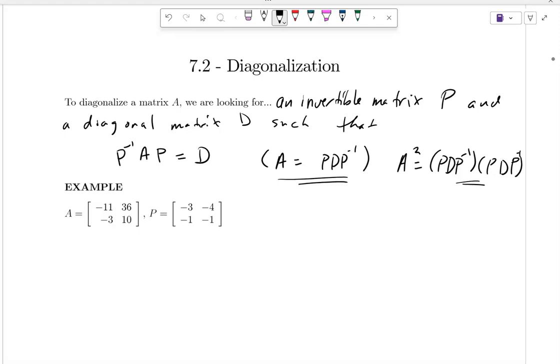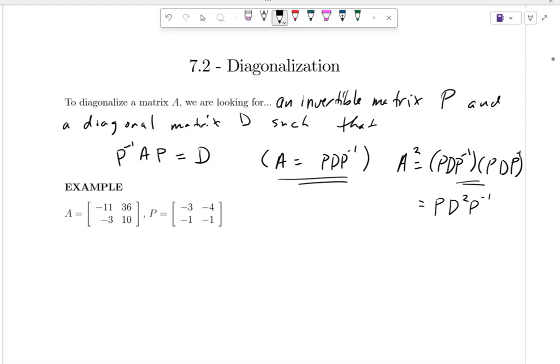Yeah, the P inverse P cancels, doesn't it? And we just end up with P D squared P inverse. Could I do it for cubed? Yeah. Could I do it for fourth power? Yeah, right? So I can replace this matrix power with this one.